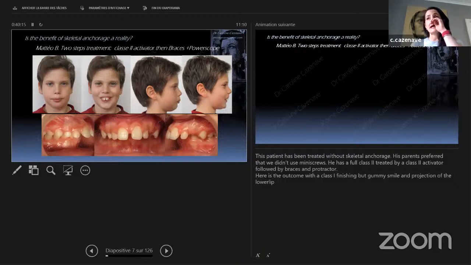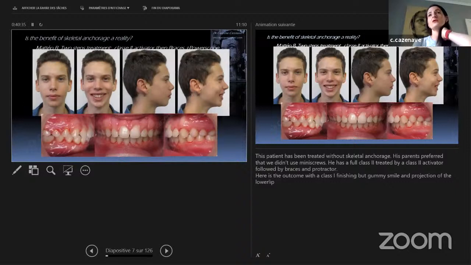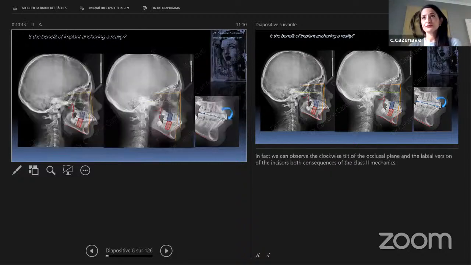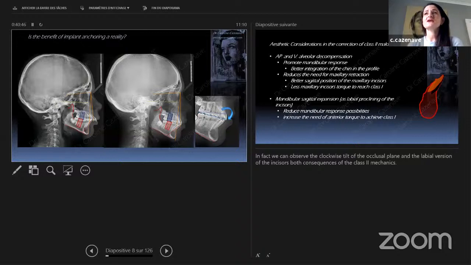This patient has been treated without skeletal anchorage. His parents preferred that we didn't use mini screws. He had a full class 2 treated by a class 2 activator, followed by braces and a protractor. So here is the outcome with a class 1 finishing, but a gummy smile and a projection of the lower lip. In fact, we can observe the clockwise tilt of the occlusal plane and the labial version of the incisors, both consequences of the class 2 mechanics.